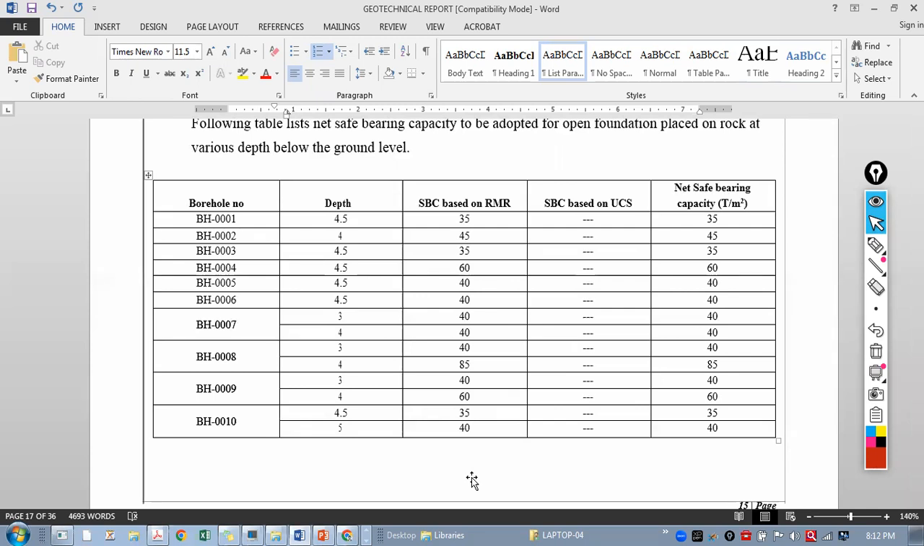We are having SBC 35, 45, 85 also at some boreholes. What should we take? 40, sir. Okay, it depends on you. It depends how many boreholes there are, and if there is a majority, 40 is the majority here, and the depth is 4.5, or will you take 3 meters?